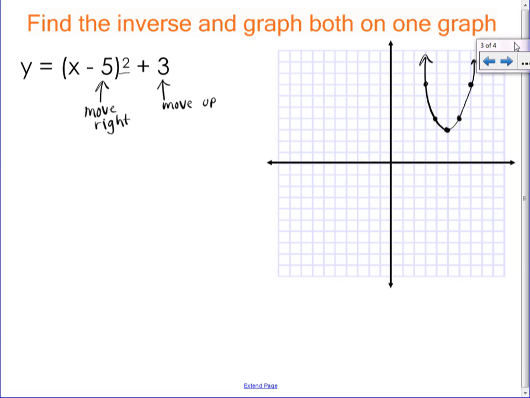Okay, now we need to figure out what the inverse is. So we'll switch x and y, and then we're going to get y by itself. There are some steps here that you're going to have to follow to make sure that we're going in the right order of operations. All right, what should we move first to get y by itself?